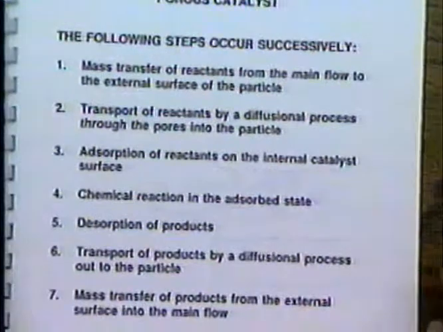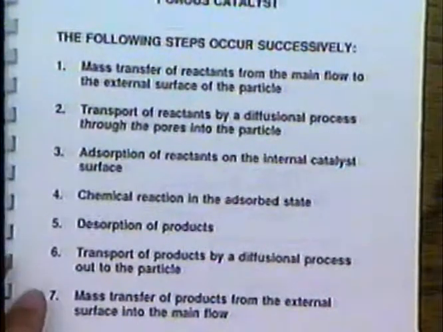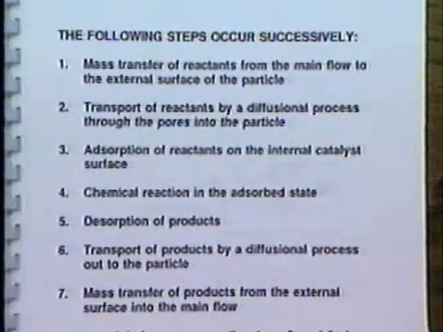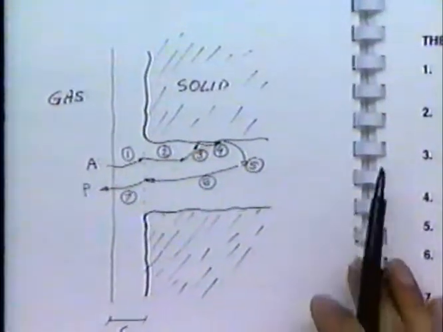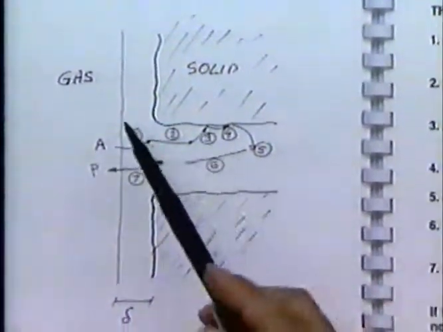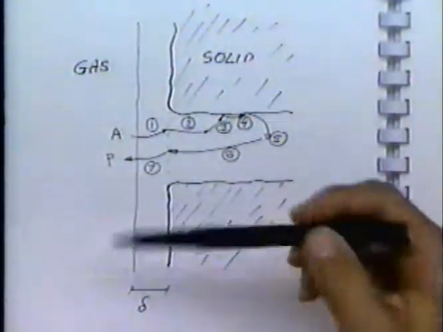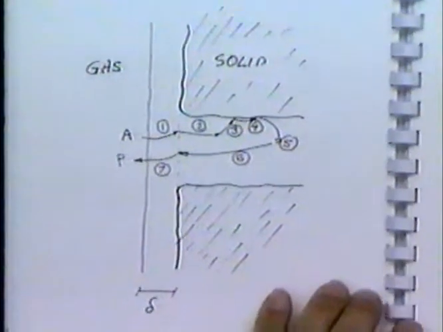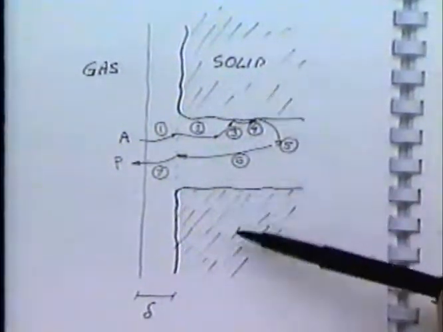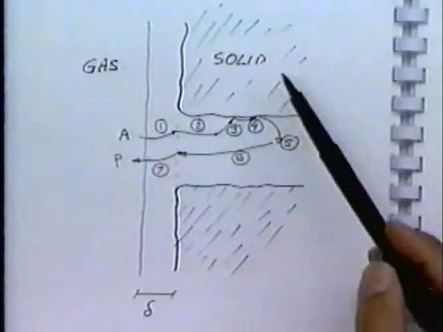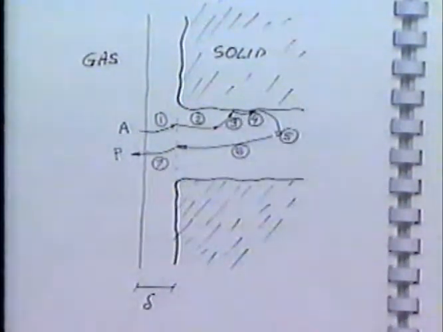Let's look in some detail at what happens when we have a reactant in the gas phase and the reaction occurs on the surface of a solid catalyst. Let's take a look at this drawing here. Here we have the gas phase in which the main flow of the reactant is occurring, and we have a solid catalyst on which surface the reaction takes place.